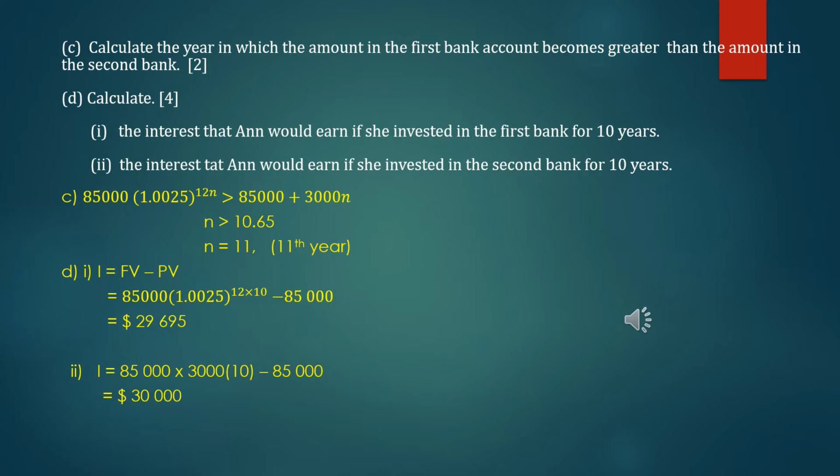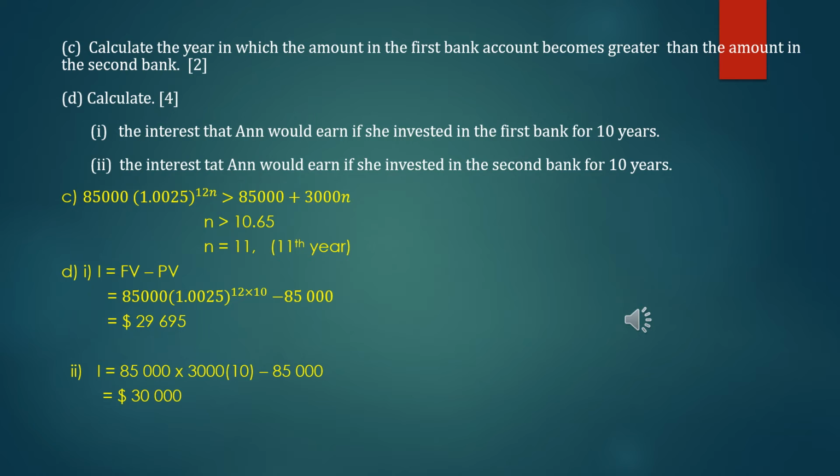Letter D, calculate the interest that Anne would earn if she invested in the first bank for 10 years. So the interest is equal to future value minus present value, or the amount you have actually paid minus what you must be paying. So that's 85,000 times 1.0025 raised to 12 times 10, for 10 years. Then minus the actual value, 85,000. That gives the interest of $29,695.